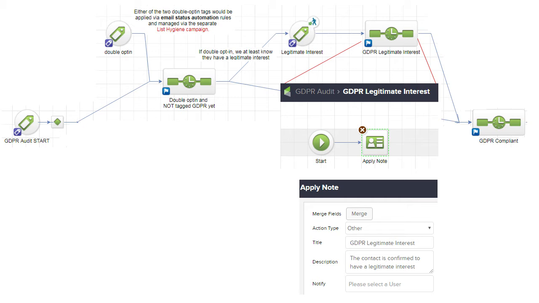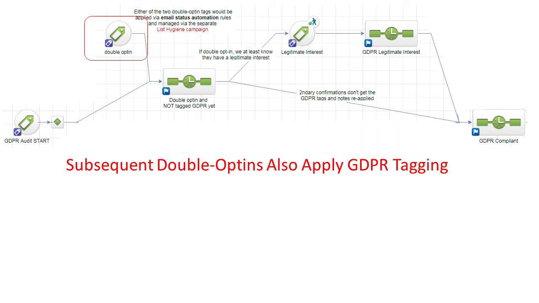Inside the legitimate interest sequence, we apply a note to the contact to indicate how and when this contact passed our GDPR audit. The other thing to note here is that anytime a contact is tagged as having confirmed their email, they will also enter the audit campaign so that you don't have to re-execute your audit on a regular basis. Personally, I'm a big fan of set and forget campaigns that just work.